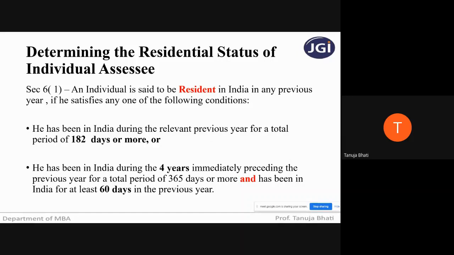So India here doesn't mean only the borders of India. India also means, as I told you yesterday, the territorial waters, continental shelf, exclusive economic zone, seabed, and the airspace above the territorial waters. So suppose he is in a ship in a territorial water which is forming part of India, then that also will be counted as stay in India.